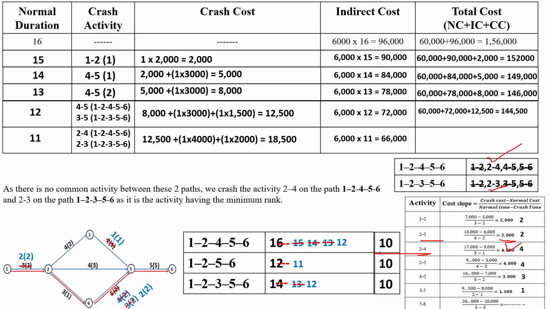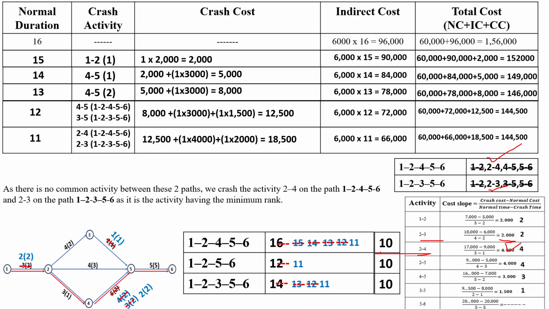Then total cost will become the normal cost 60,000 plus indirect cost 66,000 plus crashing cost 18,500. Total is 1,44,500. So now project duration will become 11 days in the path of 1, 2, 4, 5, 6 as well as in the path of 1, 2, 3, 5, 6.